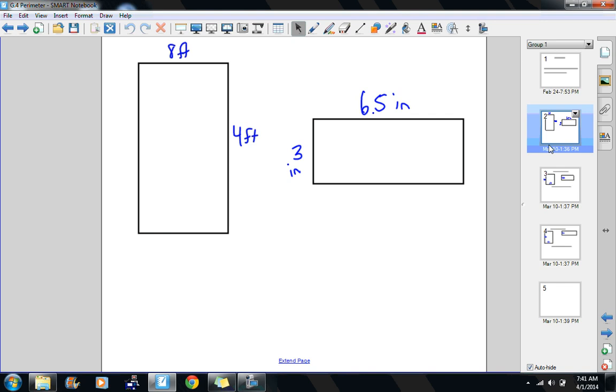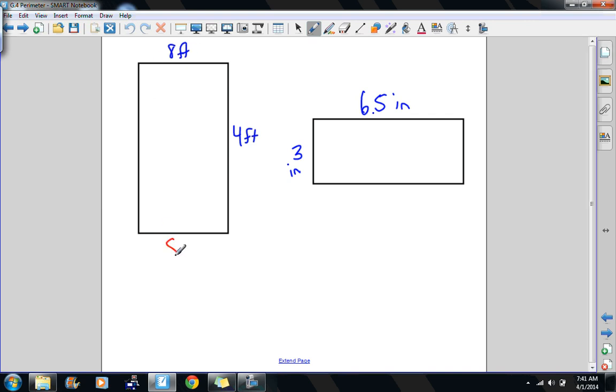So, perimeter means everything around the outside of a figure. The challenge with rectangles then is to figure out what every side is. Well, we know from a rectangle that if the top is 8 feet, that means the bottom has to be 8 feet. And if we know that this side is 4 feet, the other side has to be 4 feet. Therefore, we are going to add up all of the pieces, 8 plus 8 plus 4 plus 4.